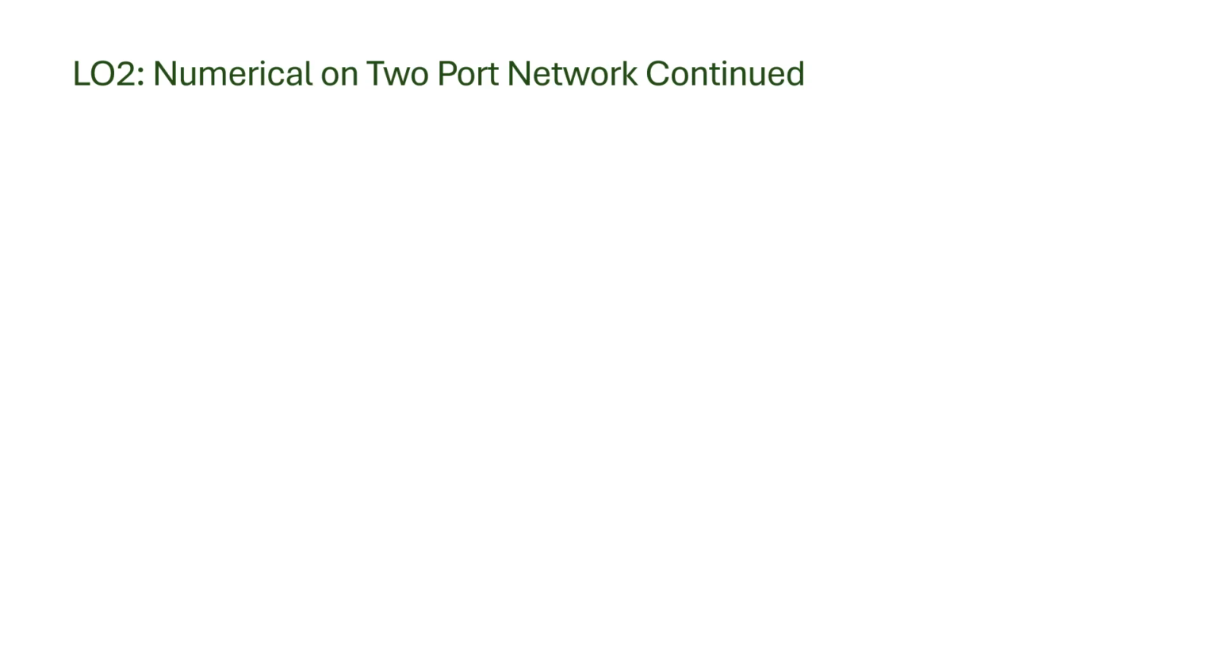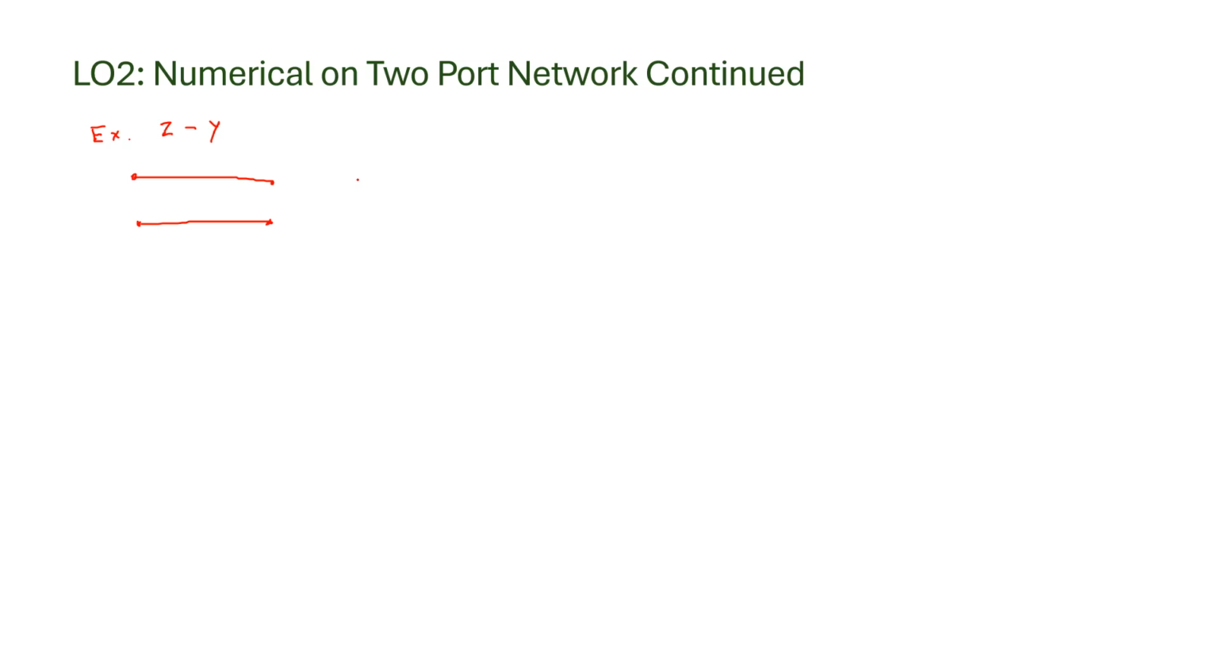Now let us take the next example. These are all asked in the university. So either they will ask Z or Y, but I am doing both. Now let us find Z and Y parameters for the circuit. It is given something like this.